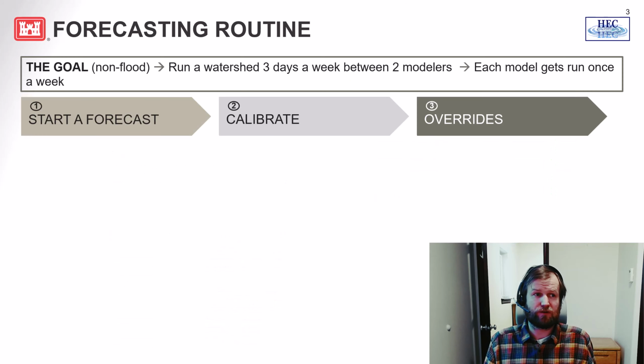Next, we'll go through the overall forecasting routine. The goal in a non-flood situation is to run each of the 6 SWMS watersheds each week. So each of the forecasters runs a watershed 3 days a week between 2 modelers. And this could change based on staffing levels and what's going on in the watershed. If there's a flood, these would be run every morning.